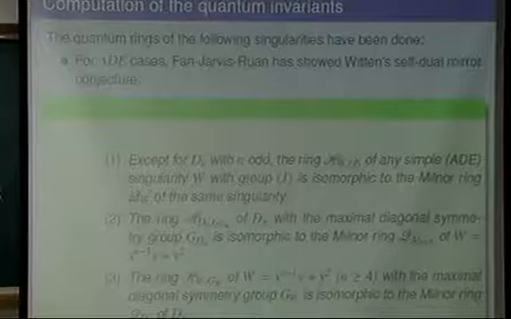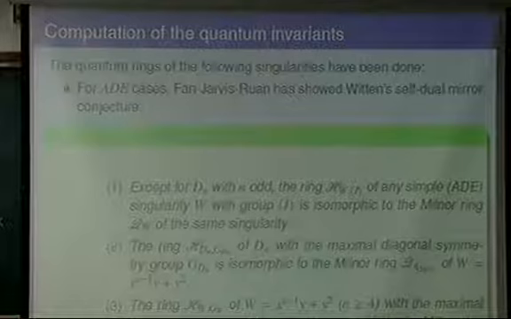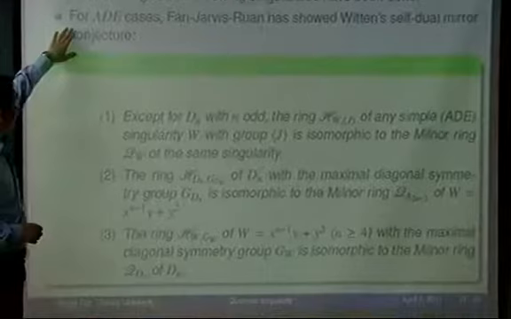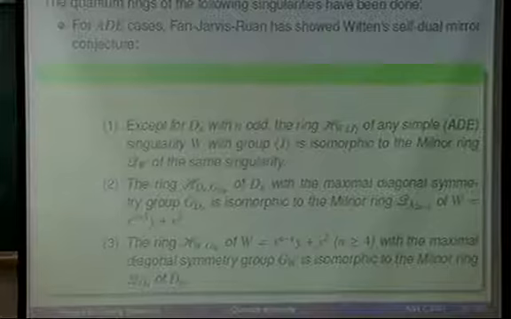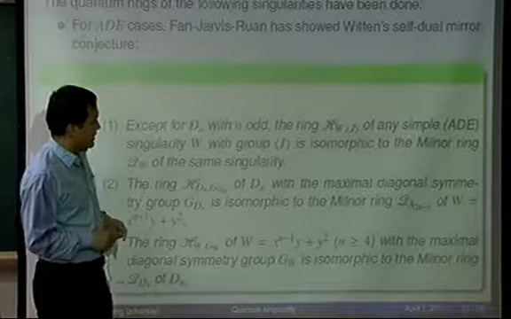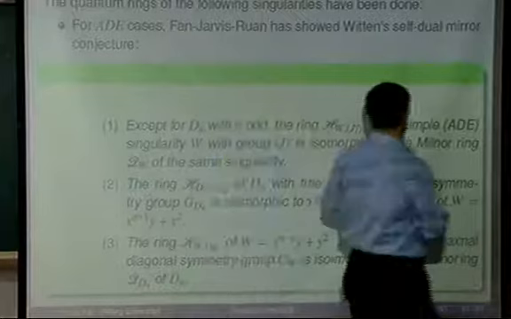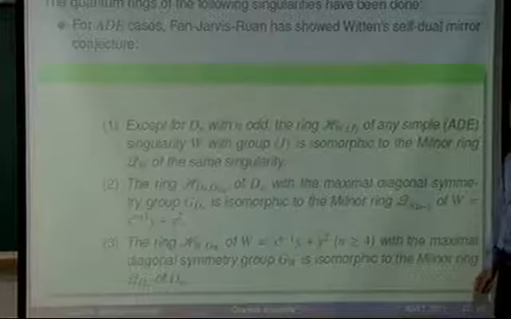After constructing the quantum invariants, the important task is to compute them. For ADE cases, we have proved Witten's self-dual mirror conjecture. Actually, our result is as follows. The first one is: except for D_n with n odd, the quantum ring I told you, this ring of the ADE case with group J, is isomorphic to the Milnor ring of the same singularity. So the Milnor ring is defined in a classical way.